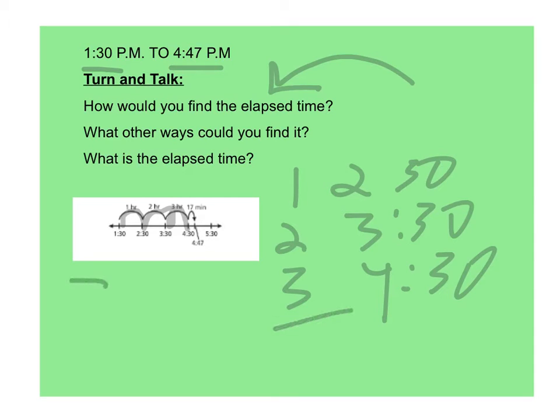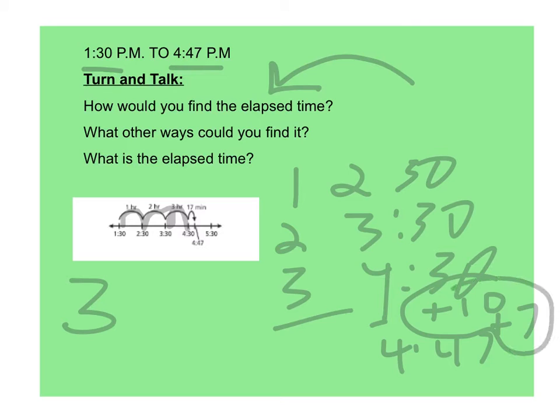So what I know is that I'm 3 hours, and then I have to figure out how many minutes to get to 4:47. So I would count up. If I did plus 10, that would get me to 4:40, and then plus 7 would get me to 4:47. So if I have plus 10 and plus 7, and I add those together, I'd get 3 hours and 17 minutes that I would have played outside.